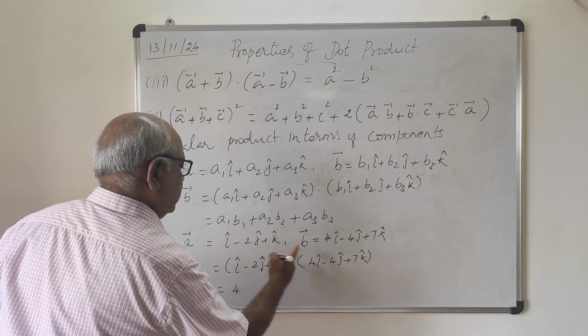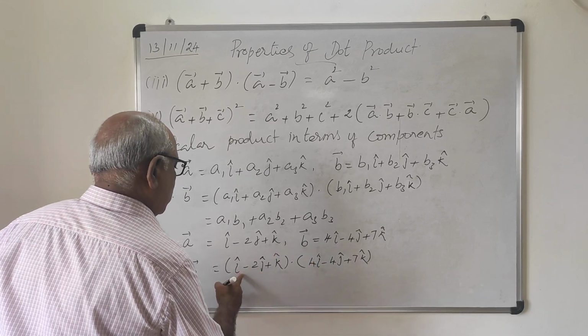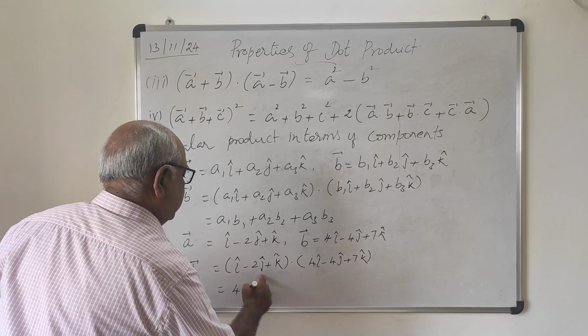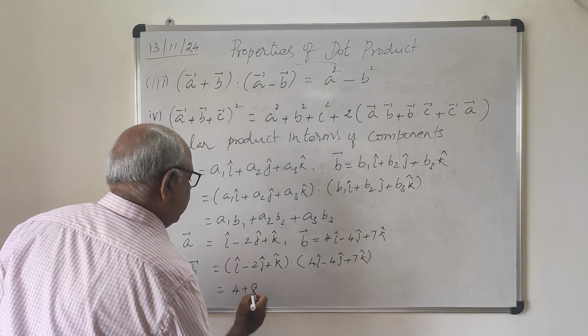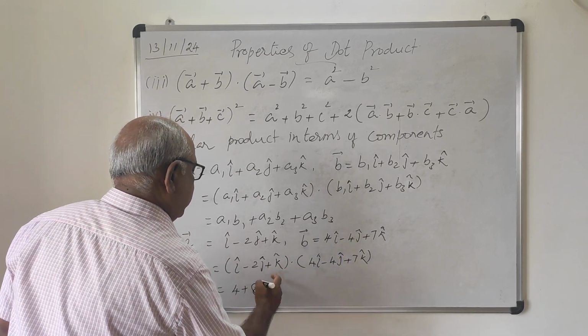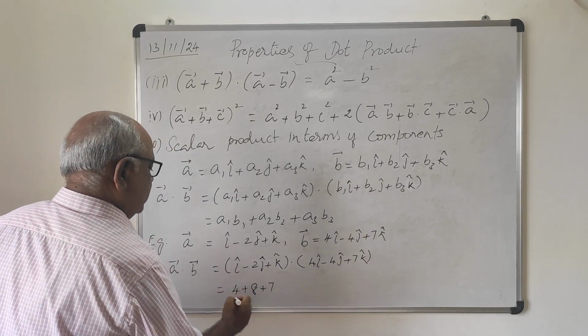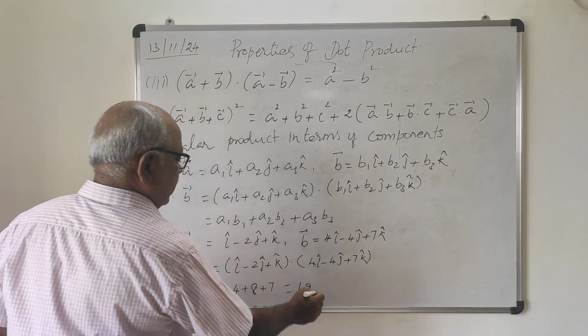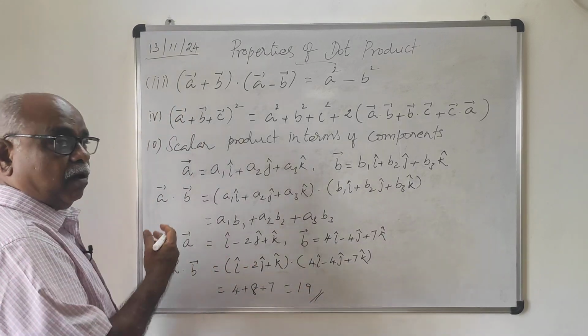So by taking the dot product, i dot i is 1, so 1 into 4, 4. Minus into minus plus, j dot j is 1, so minus 2 into minus 4, 8. k dot k is 1, 1 into 7, 7. So your answer is 19. So A dot B equals 19, which is a scalar, therefore it is called a scalar product.